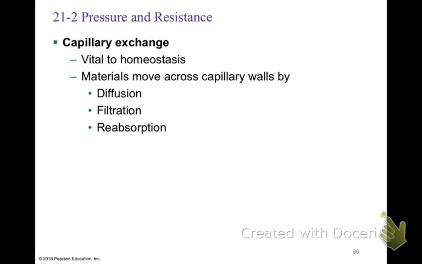Okay, so we're going to move to capillary exchange, and here we're going to look at the processes by which materials move across the capillary walls. Diffusion, of course, you know, is the movement along a concentration gradient. So you have to have a high concentration and a low concentration. You're going to do diffusion to get CO2 out of the blood and oxygen into the blood.